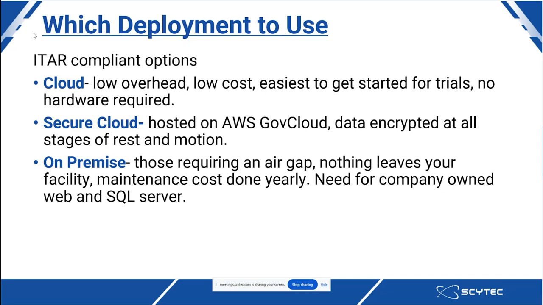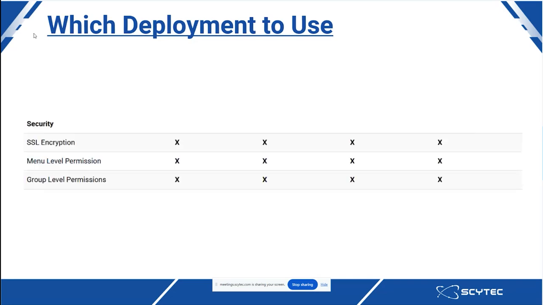And then finally, we have our on-premise solution. The on-premise solution is good for manufacturers who have IT departments that are requiring an air gap so that nothing leaves your facility. It's basically like outright buying DataXchange, and the only thing outside of the upfront costs is maintenance costs that are done yearly. And the only other thing that kind of separates the on-premise solution from our cloud solutions is that you need to have a company-owned web and SQL server that is built out on your shop floor, as that's where all of your information is going to be stored that is collected from your shop floor equipment.